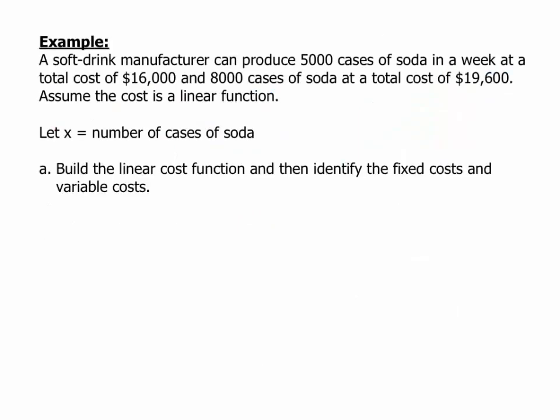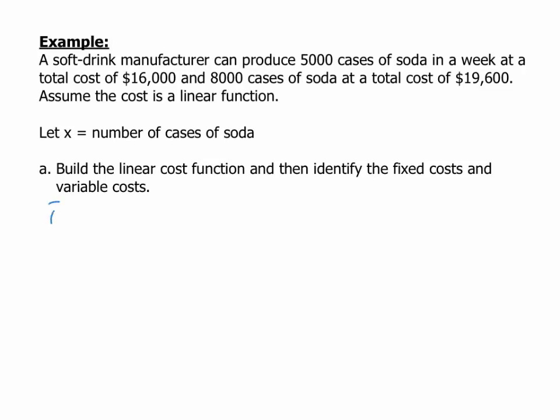Let's look at a specific example. So we're told a soft drink manufacturer can produce 5,000 cases of soda in a week at a total cost of $16,000 and 8,000 cases of soda at a total cost of $19,600. We're going to assume that the cost is a linear function, and we're going to use x as the number of cases of soda. What we're asked to do here is build the linear cost function and then identify the fixed costs and variable costs.